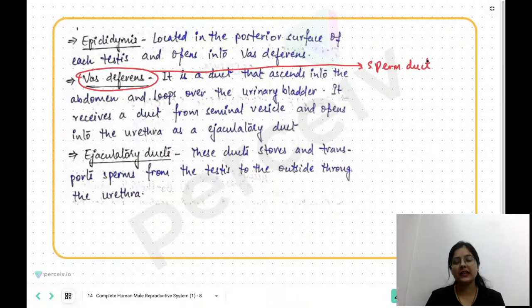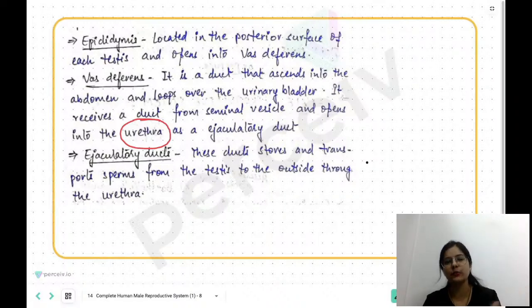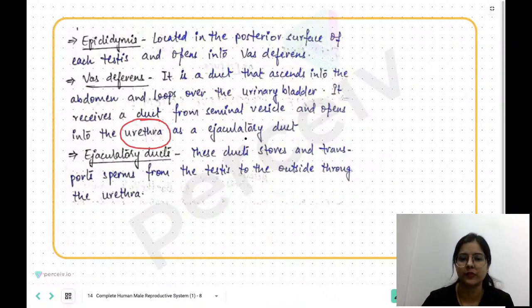Now this vas deferens is the final duct which will open ultimately into urethra. This vas deferens, that means sperm duct, loops. हम लोगों ने already देखा हुआ था मॉडल में कि किस तरीके से उसकी लूपिंग होती है यूरिनरी ब्लैडर में, और यूरिनरी ब्लैडर से लूप होते हुए, that means a crossover होते हुए वो एक डक्ट को रिसीव करेगा seminal vesicle से, and ultimately that will go into urethra in the form of ejaculatory duct.